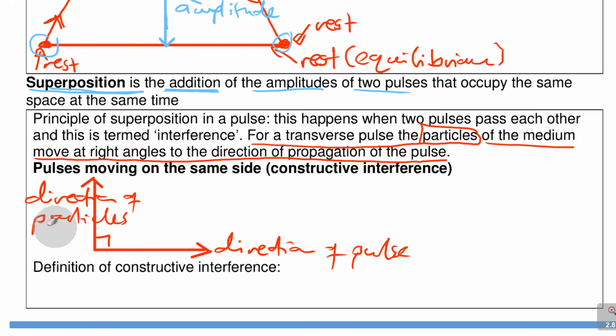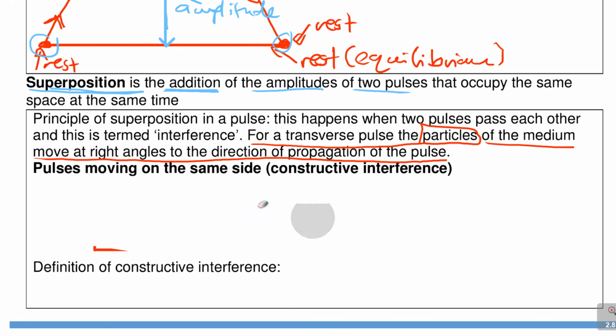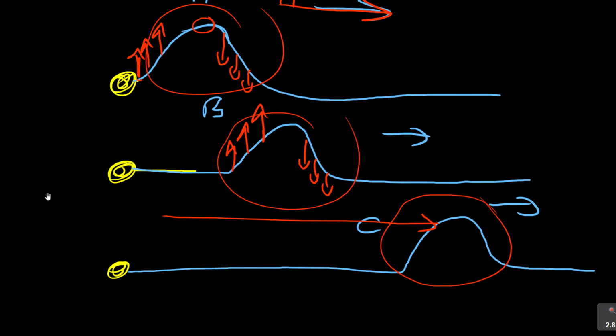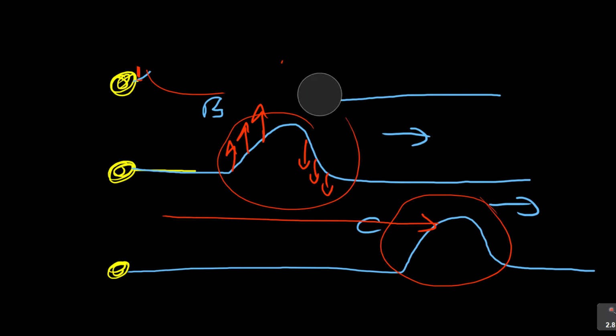So remember that. And then as we continue, here we are saying, let's look at the pulses moving on the same side, which is called constructive interference. And then the definition of a constructive interference is what we're going to look at. So let's look at constructive interference when it comes to the pulse here.